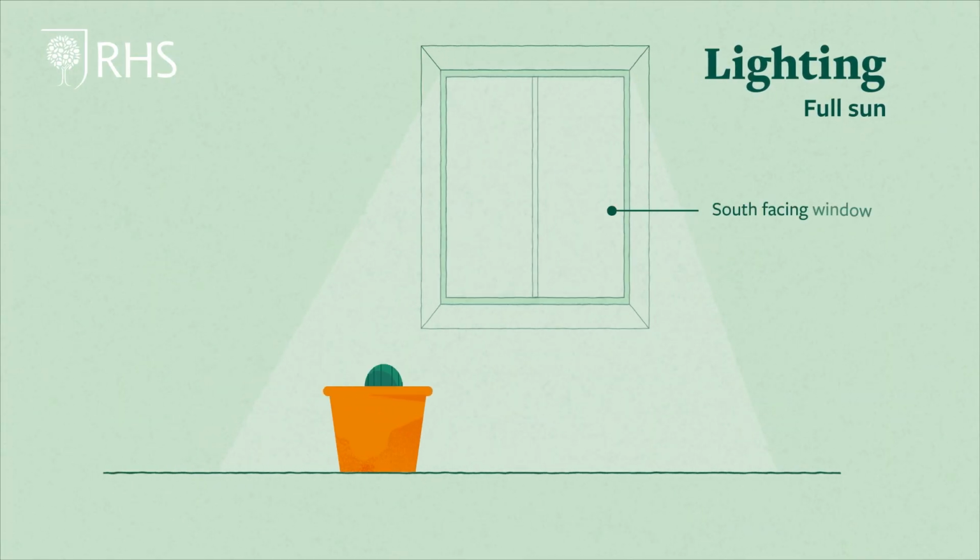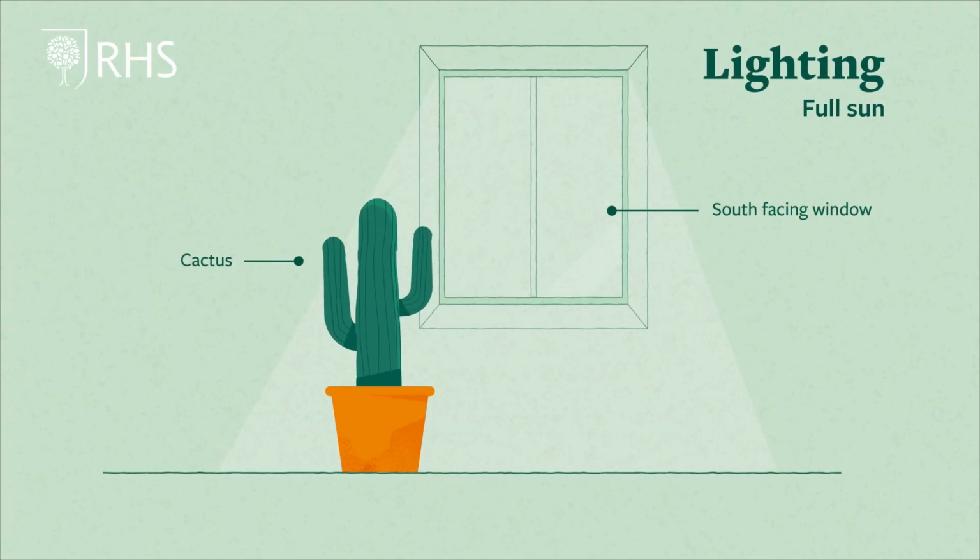Full sun is the most intense light type that there is. It can be found in front of a south-facing window that can get up to 12 hours of light a day. And then we have bright indirect light, which is one of the most favourable light types for houseplants.